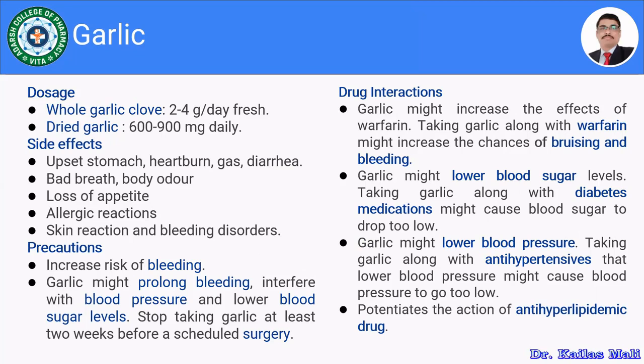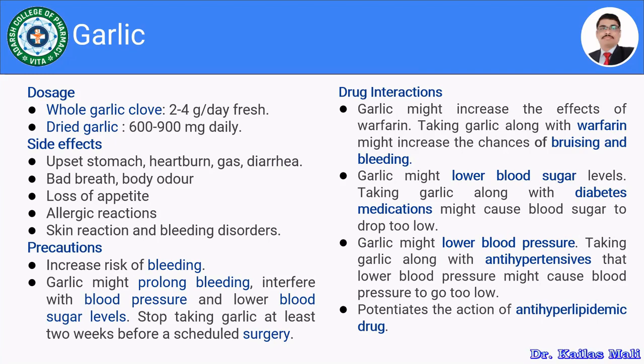Warfarin is going to thin the blood. So by taking garlic with warfarin, that may lead to the chances of bleeding and bruising. So this is the first drug interaction, related with garlic and the anticoagulant drug warfarin.